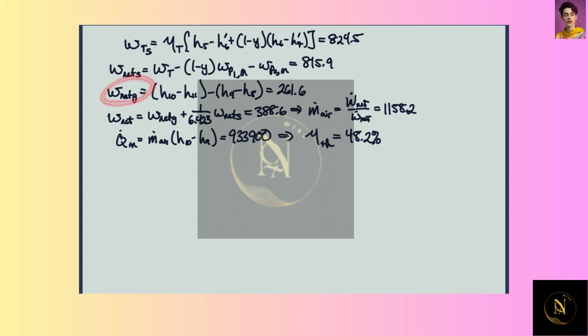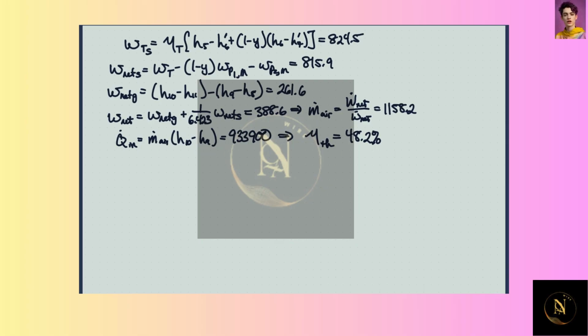And then the net work in the gas cycle, again, the work out of the turbine minus the work into the compressor, and that winds up being 261.6 kilojoules per kilogram of air. And so now if we want a net work of the whole thing and we want to get it on a kilogram of air basis, we need to then convert this from kilograms of steam to kilograms of air, but we know that conversion factor. And so we get 388.6 kilojoules per kilogram of air.